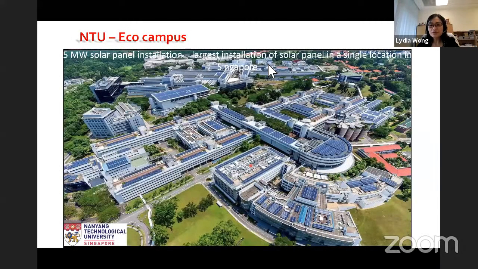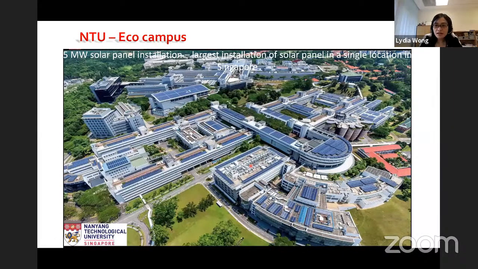Now in NTU, if you happen to visit us, we have installed solar panels on all of the rooftops of NTU. This is the aerial look. If you take a drone or an aeroplane on top of NTU, this is how it looks. My office is probably somewhere here. Let me see if I got it correctly. There is around 5 megawatts of solar panel installation in the whole of NTU, and this is the largest installation of solar panels in a single location in Singapore.